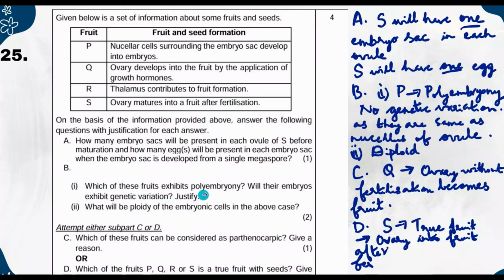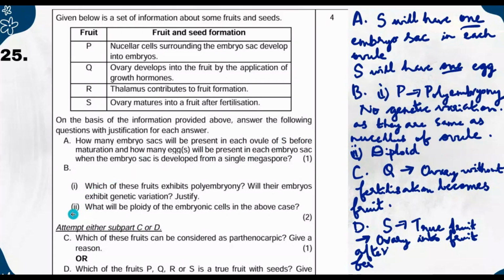Now the B part of the question. Which of these fruits exhibits polyembryony? Will their embryos exhibit genetic variation? Justify. The fruit P exhibits polyembryony. The reason is that the nucellar cells are getting inside the embryo sac to become embryos. And there will be no genetic variation, as they are the same as the nucellus of the ovule and have been formed without fertilization.